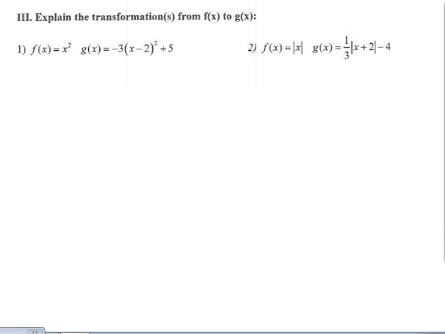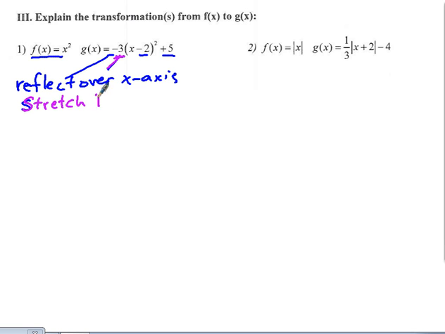Explain the transformation. So we want to identify what the transformations are. There are 1, 2, 3, 4 different things. This is saying, well, here's the parent function. This is what we started off as, and this is what we became. So here we have reflect over the x-axis. Here we have a stretch. Maybe I'll use color coding. I like color coding. Stretch by a factor of 3.